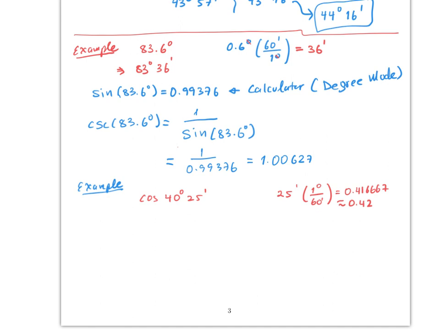So this is the same thing as cosine of 40.42 degrees. Then just use a calculator, and that will give you 0.7633. And that's it for 2.1 and 2.2.